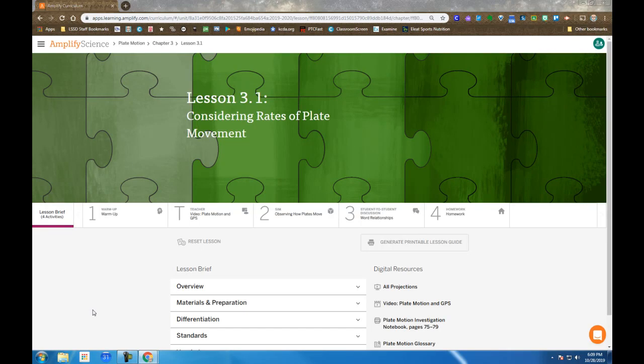Amplify Science Plate Motion Unit, Chapter 3, Lesson 3.1: Considering Rates of Plate Movement.